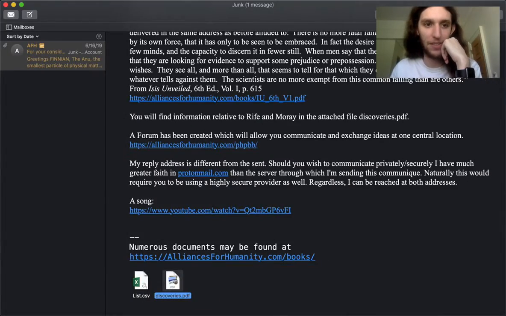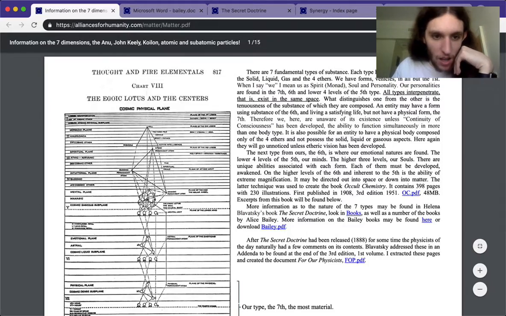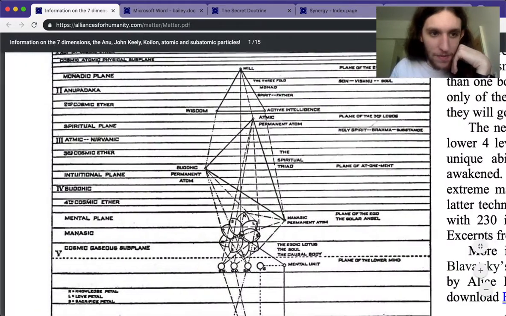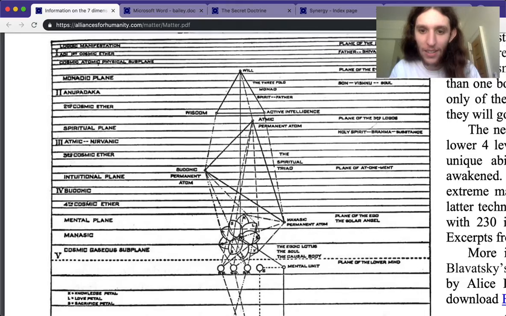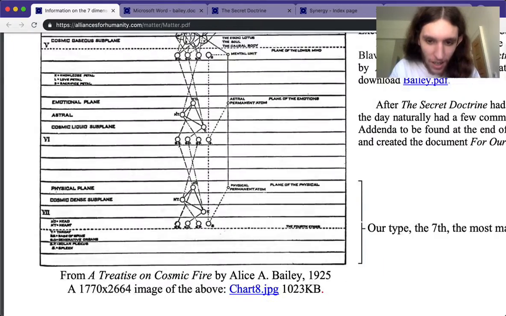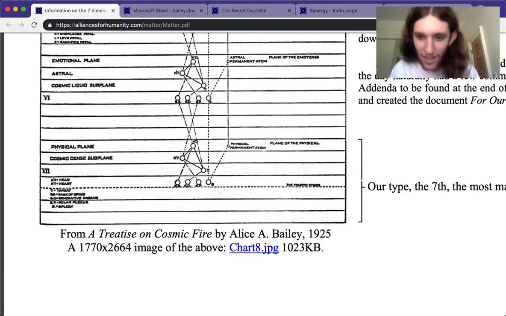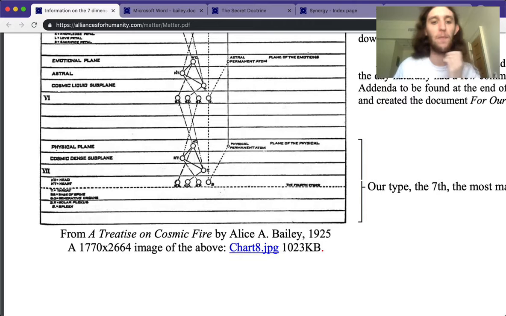Look at some of these other things. Oh my god. Cosmic physical. This is D&D shit. Cosmic physical plane. The fourth ether. This is so interesting.